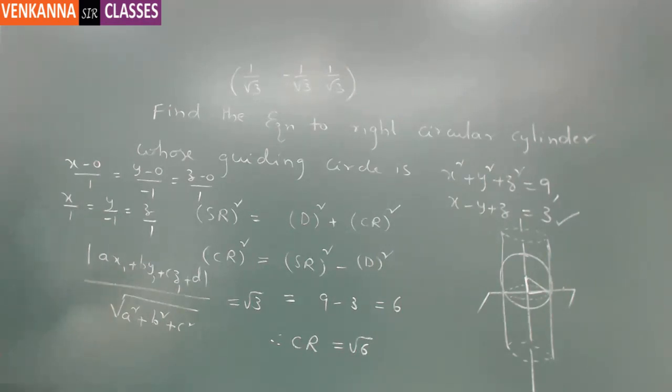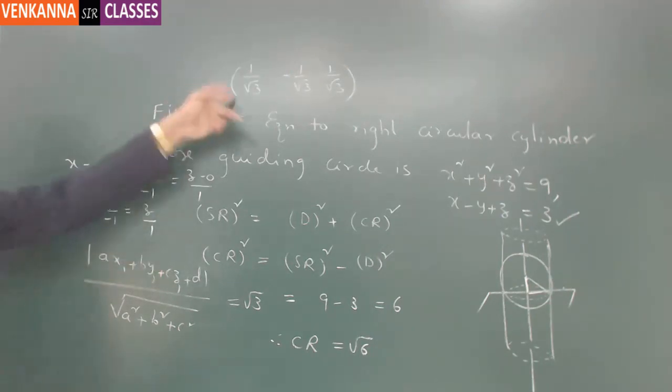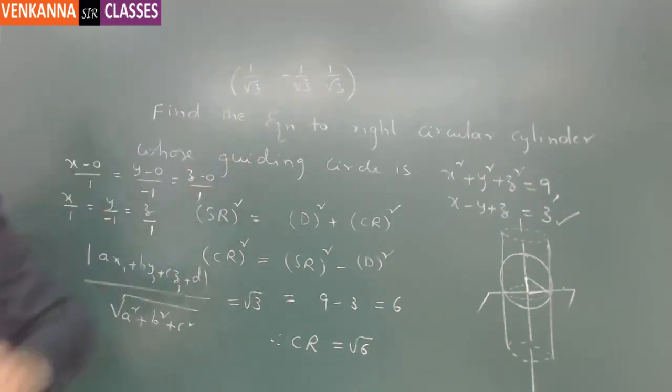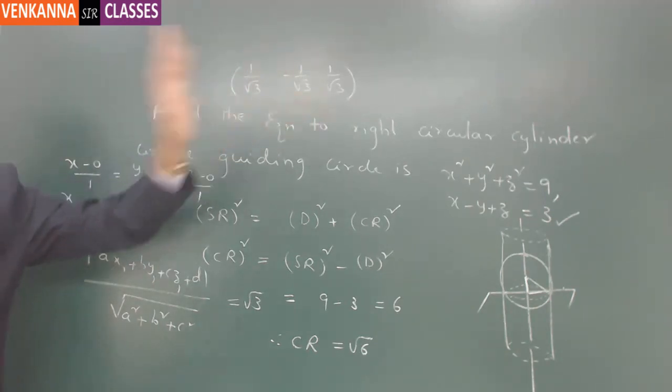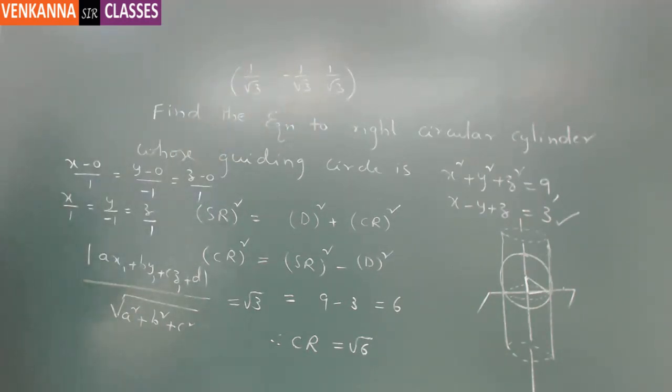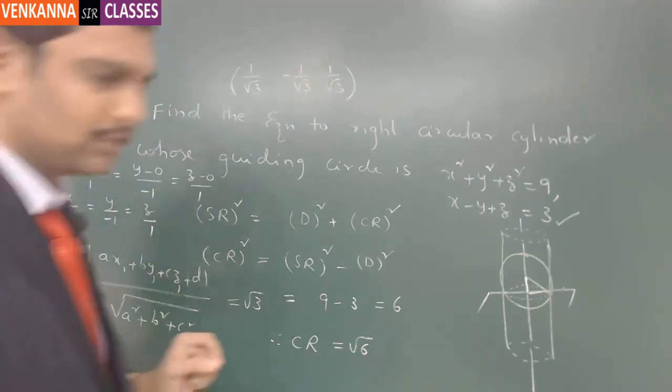So dividing with square root of 1 square plus minus 1 whole square plus 1 square, you will get 1 by root 3, minus 1 by root 3, 1 by root 3. These are nothing but the DCs of the axis, the values of L, M and N. Now we have the equation of the right circular cylinder. Let us substitute the values there.